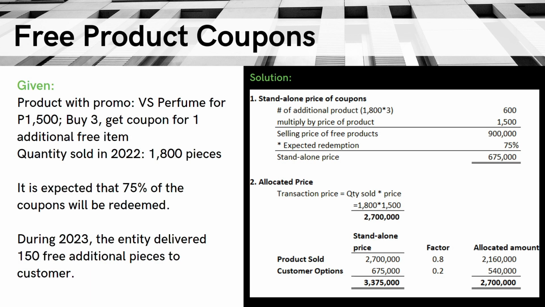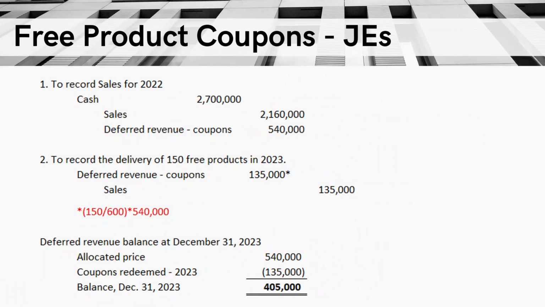So, the next example is the related journal entries. First, when you record the sales for 2022, you will debit the transaction price, which is 2,700,000. And then the sales, so again, this is the products that you sold, which is 2,160,000. And then deferred revenue for the coupons, which is 540,000.